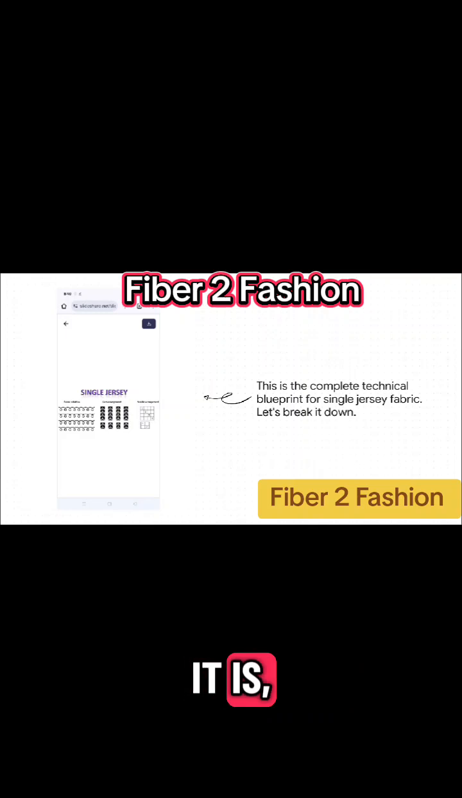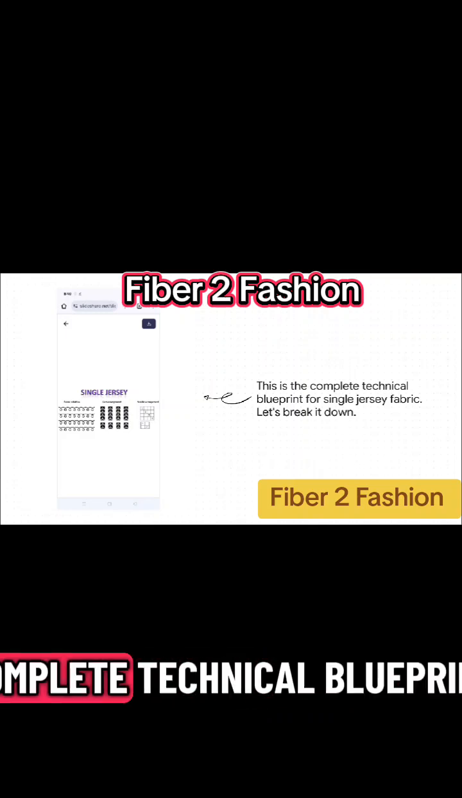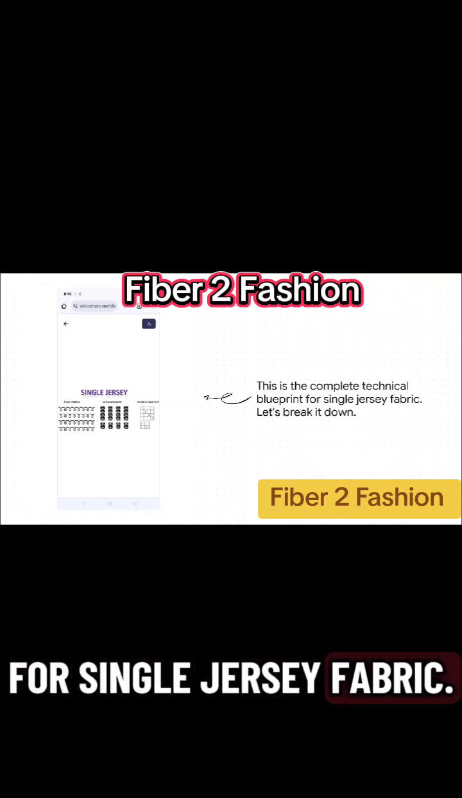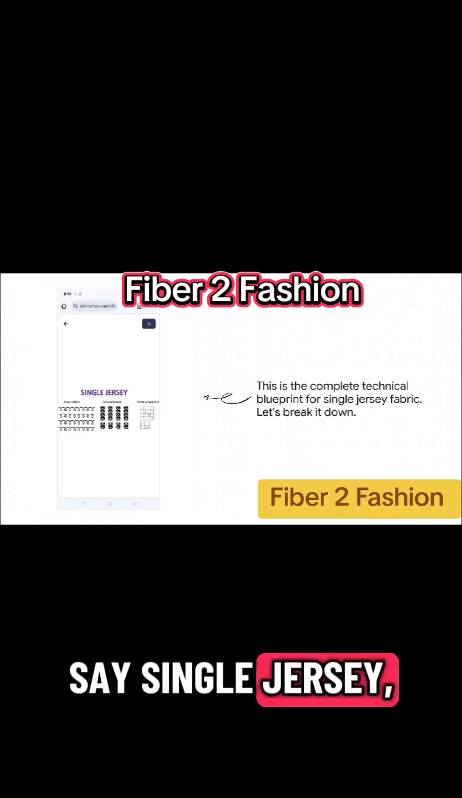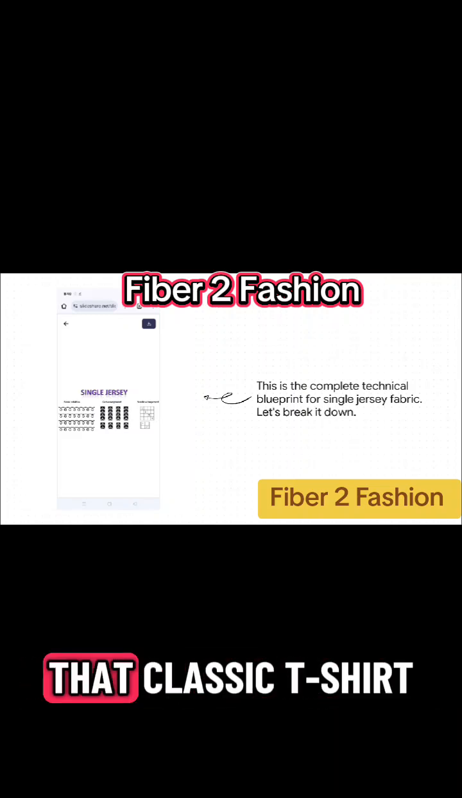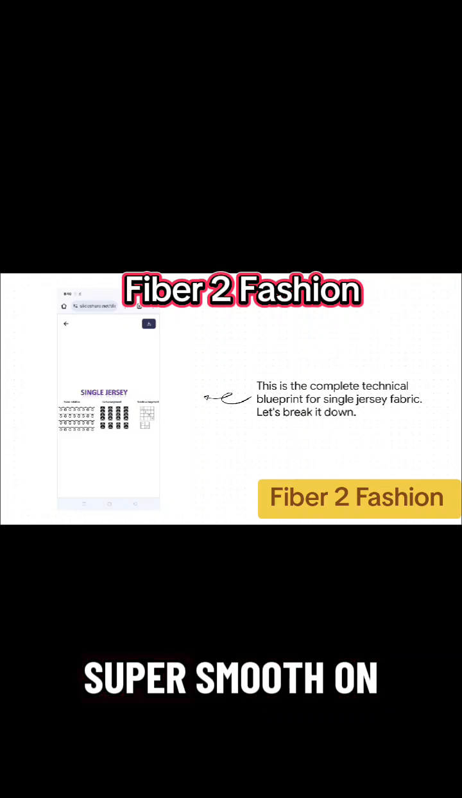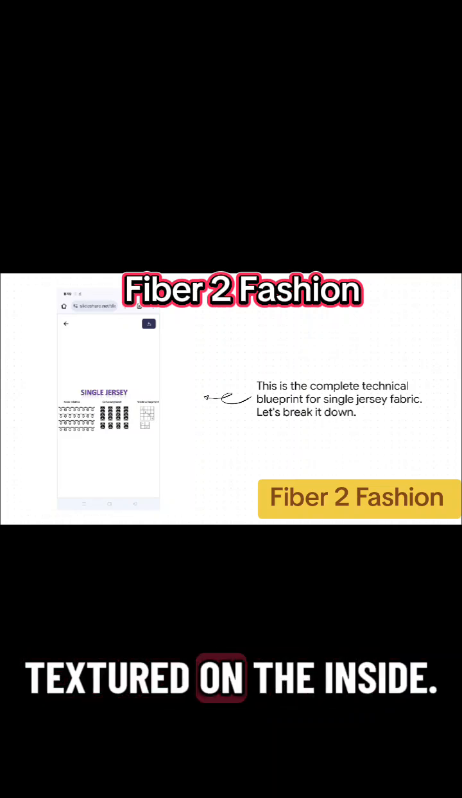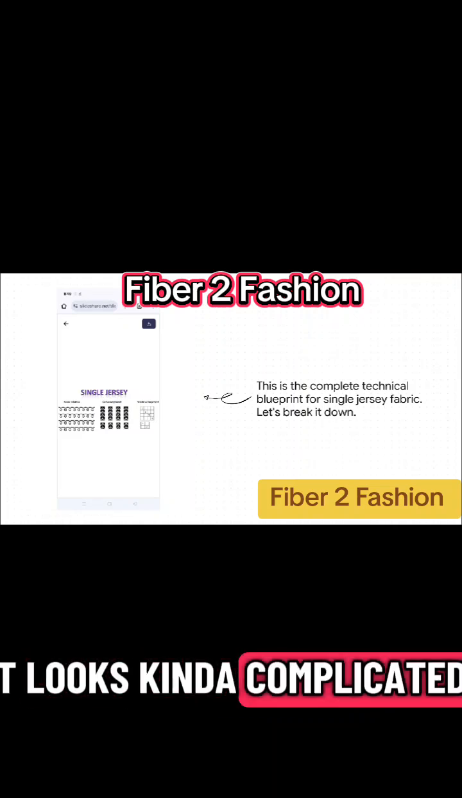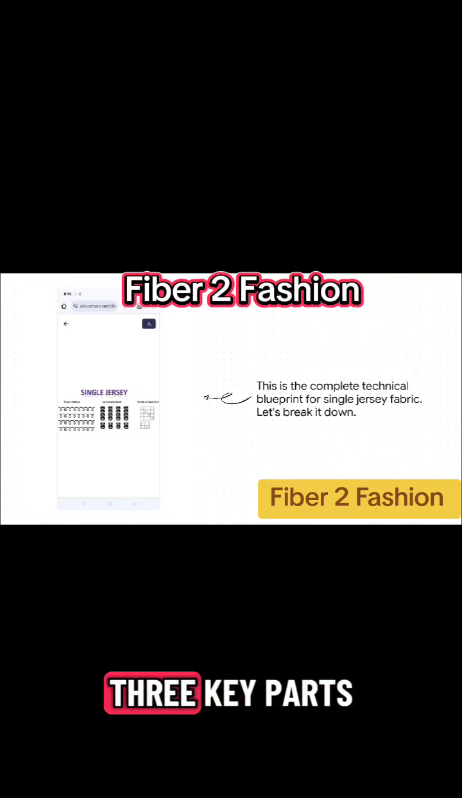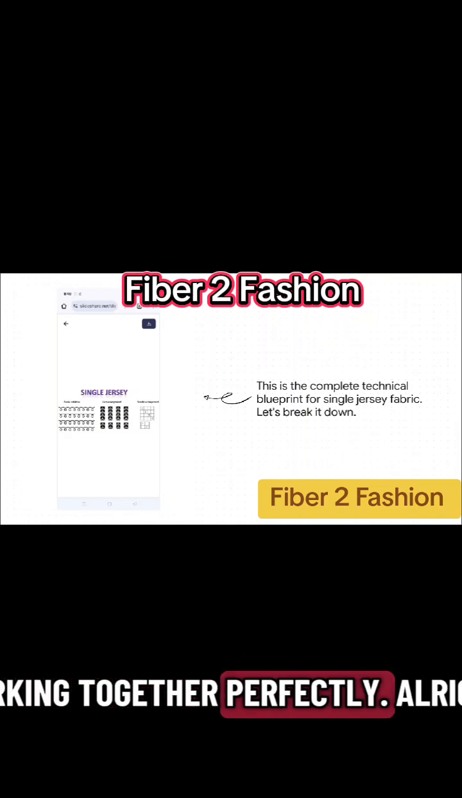Okay, so here it is, the whole shebang. This is the complete technical blueprint for single jersey fabric. And when I say single jersey, you know exactly what I'm talking about. That classic t-shirt material, right? Super smooth on the outside, a little more textured on the inside. Now, I know it looks kind of complicated, but trust me, it's really just three key parts working together perfectly.